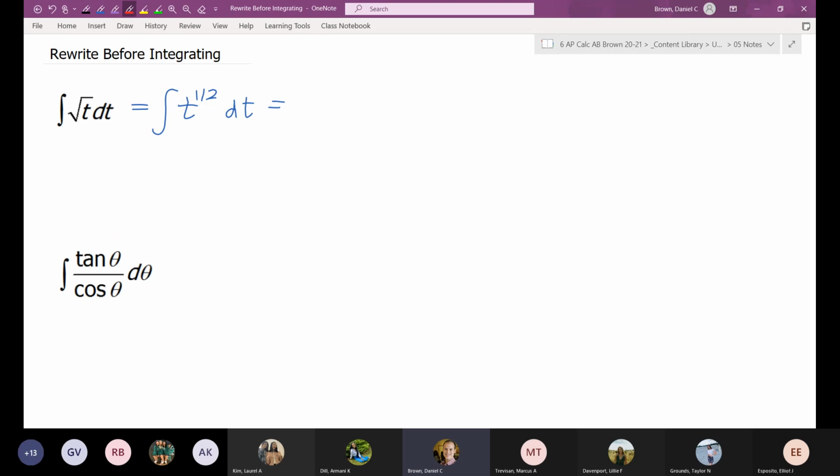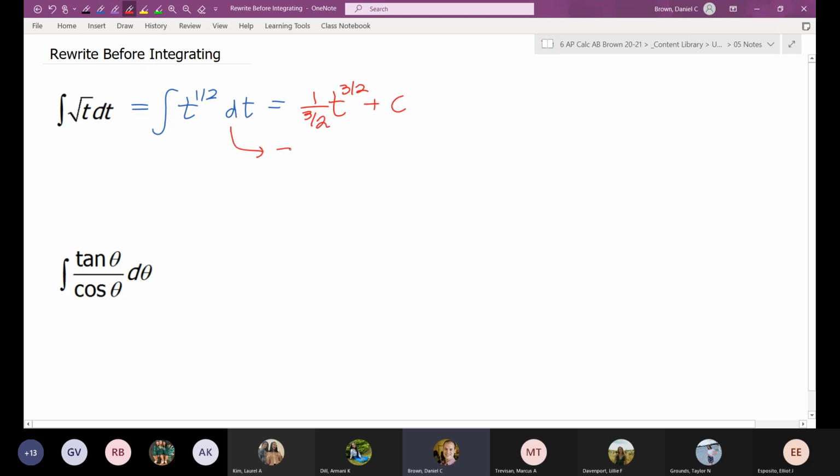So this first one, if you're looking at it, it's the integral of the square root of t dt. Notice that the variable we're using is t, and that's why we see that dt there as opposed to dx. Square root of t is the same thing as t to the 1/2. Using the power rule for integrals, 1/2 plus 1 is 3/2. So 1 over 3/2, and then don't forget your plus c.